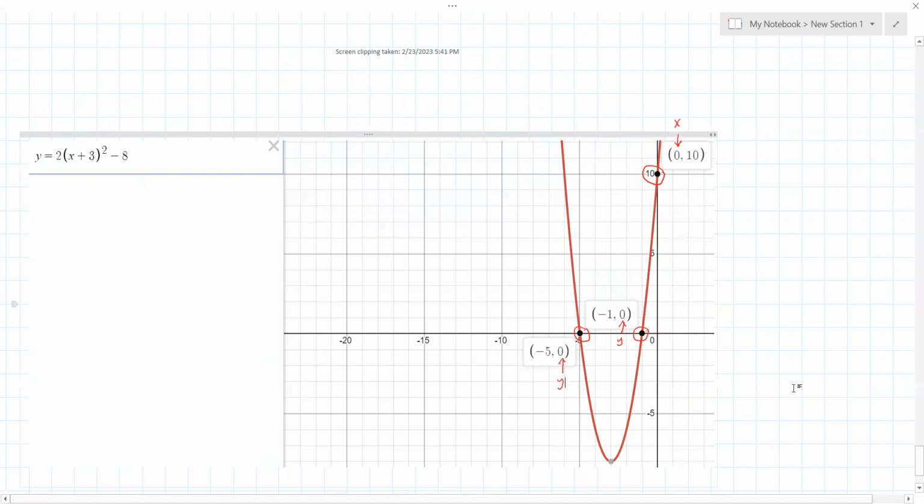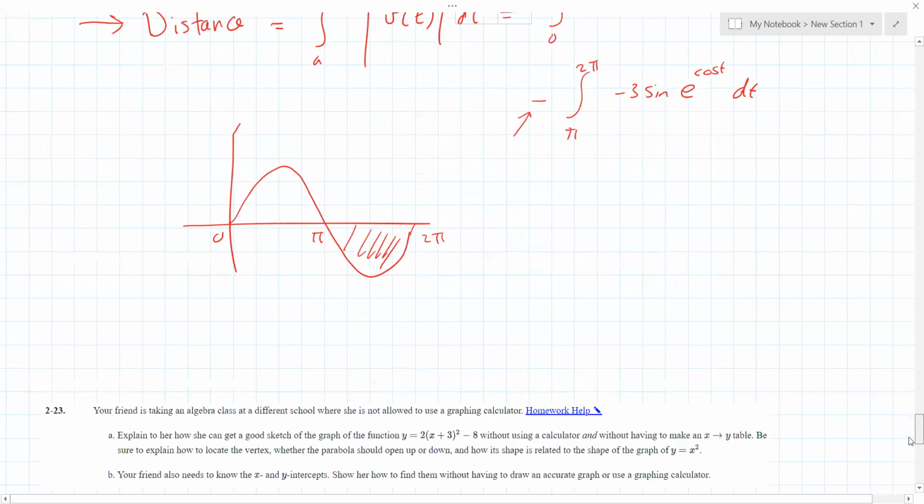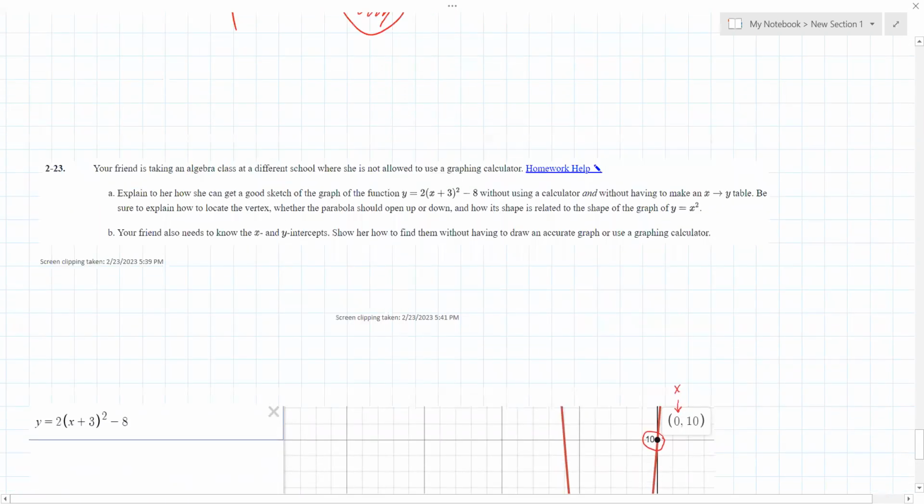Basically, when we start with a function, if we want to find the y-intercept, we just replace x with 0. And if we want to find the x-intercept, we replace y with 0. So let's do that. Again, to find the y-intercept, replace x with 0. Let me do that in this equation.